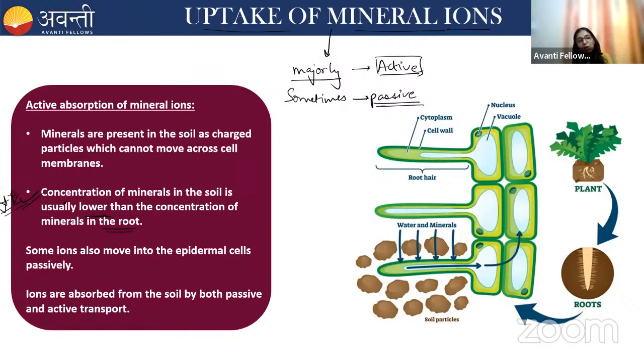Very important. It is already written here. The concentration of mineral ions in the soil is usually lower than the concentration of minerals in the root. That is why the process is active, because we are moving against the gradient. But some ions also move into the epidermal cells passively. Remember this. So ion absorption from the soil is both a passive and active process, but majorly active. If the question says majorly the mineral ions are absorbed, active or passive, then you have to answer active, because they are asking about the majority.